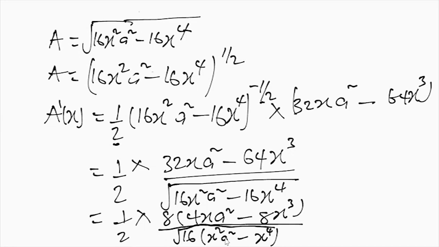So from here, A prime of x is equal to 8 into 4x a squared minus 8x cubed.